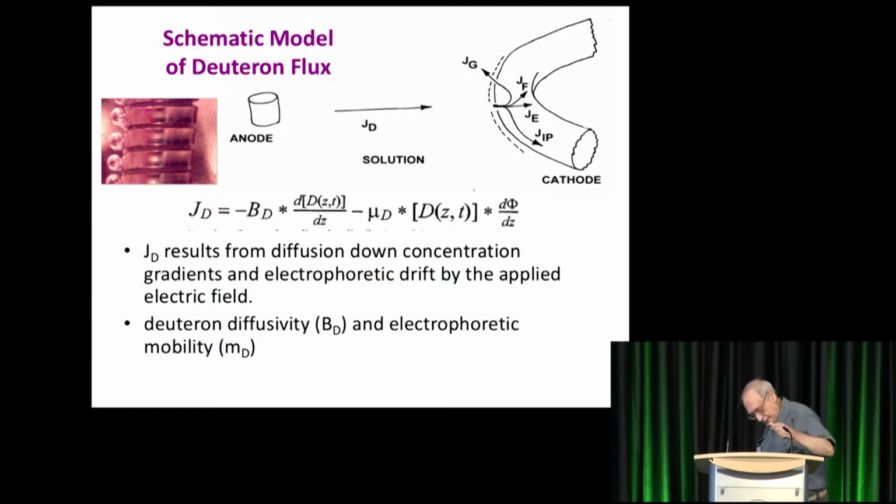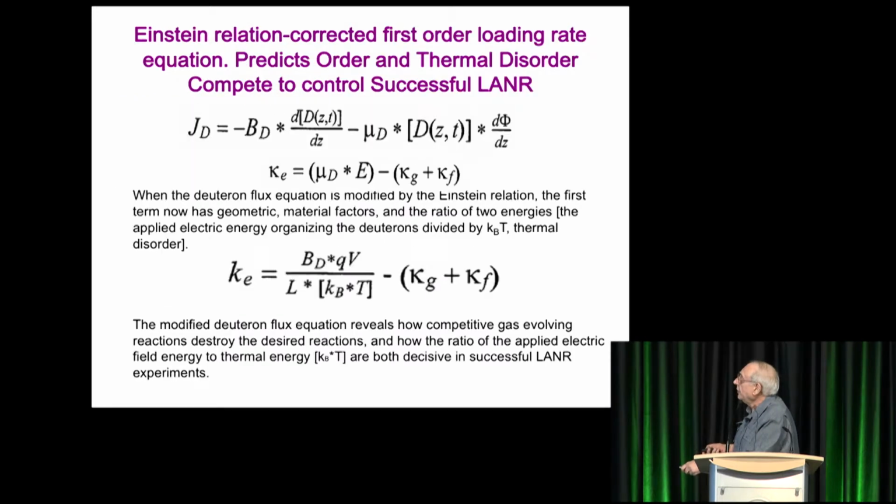To understand the quasi one-dimensional model, we start off with a simple equation. The flow of deuterons is equal to an electrical term and a flow down a diffusion gradient, if this isn't familiar to you. If we take this equation and divide by concentration, we get a first order equation: the loading rate into the palladium is equal to the electric field times the electrophoretic mobility, minus these terms, what goes up in the gas, and this tiny term, which is close to zero, which is how much we're making helium-4, or whatever other products we're making.